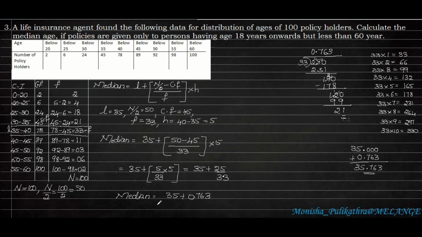So here the median is 35.763. They have asked to calculate the median age. So median age is 35.763. I hope you understood this.